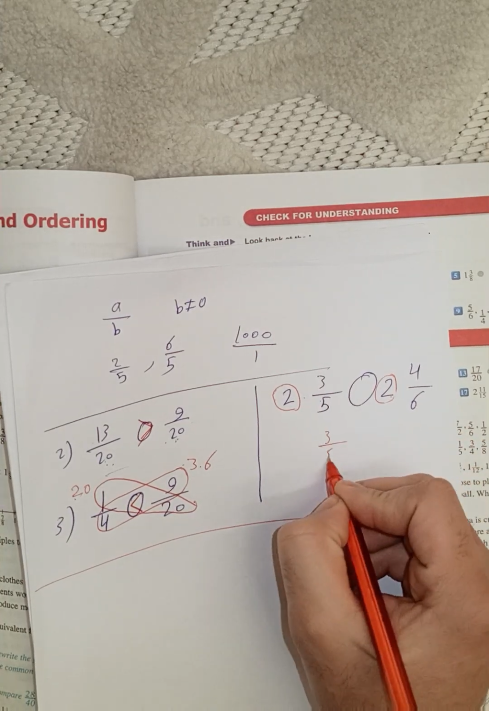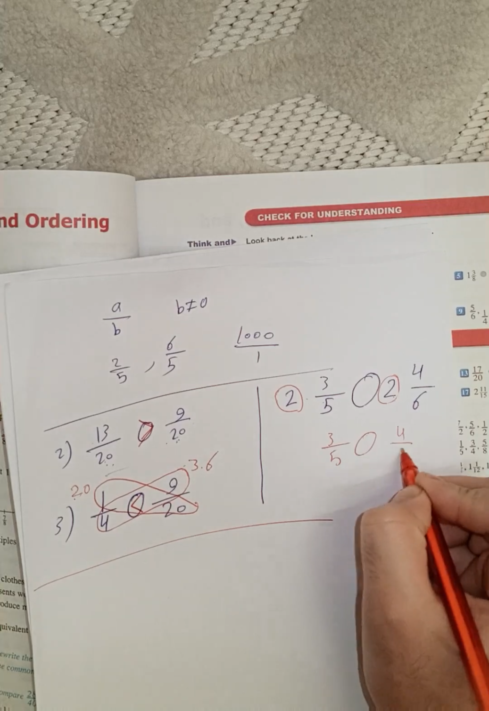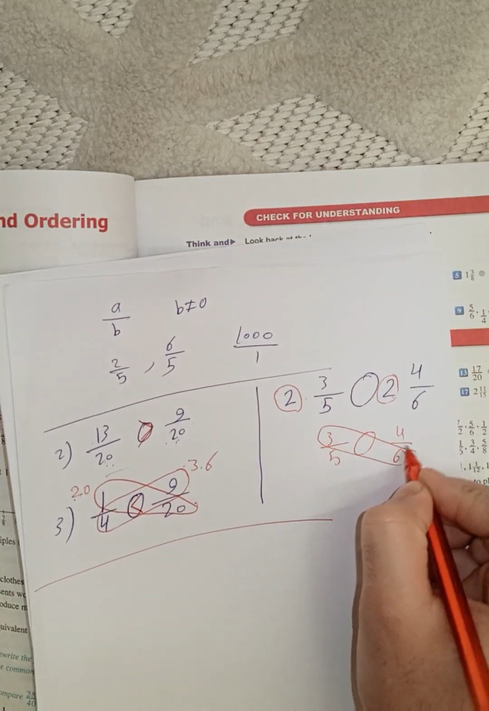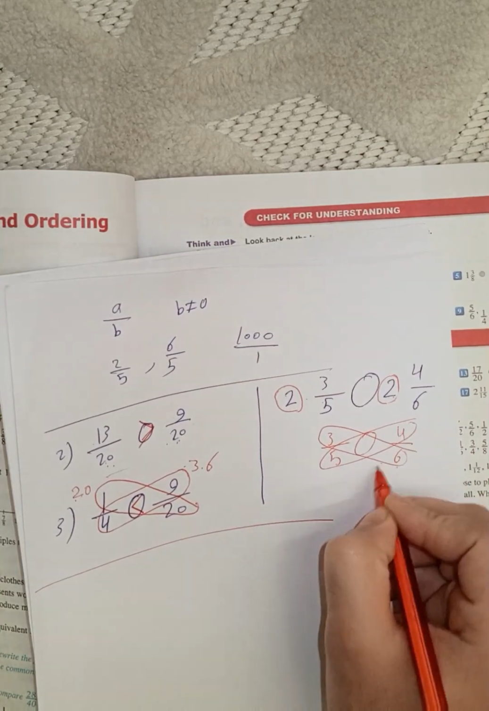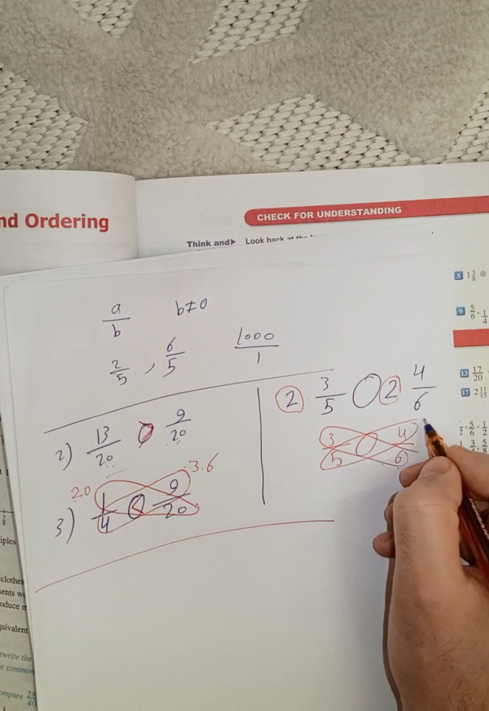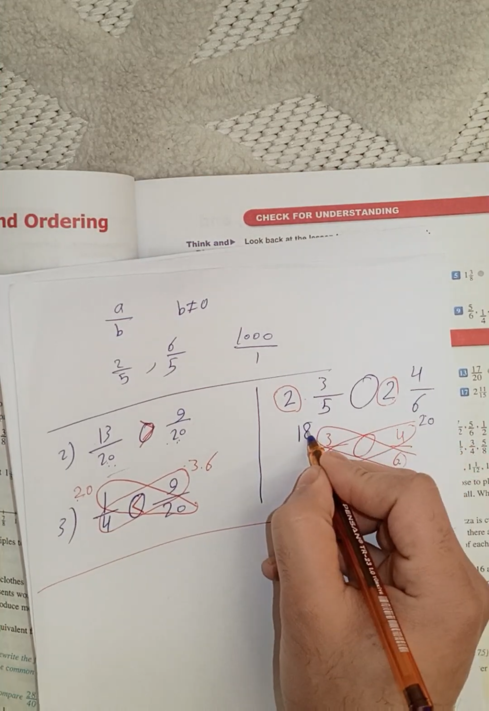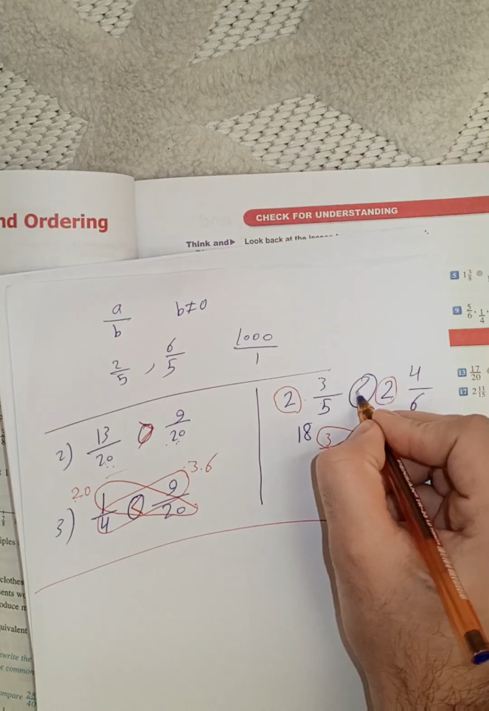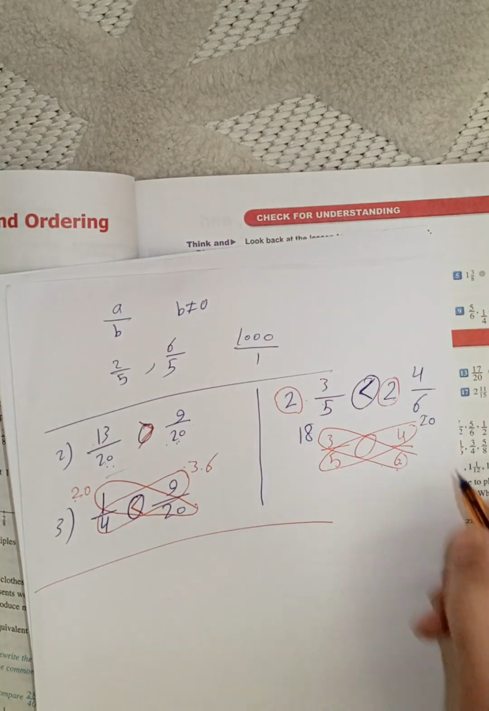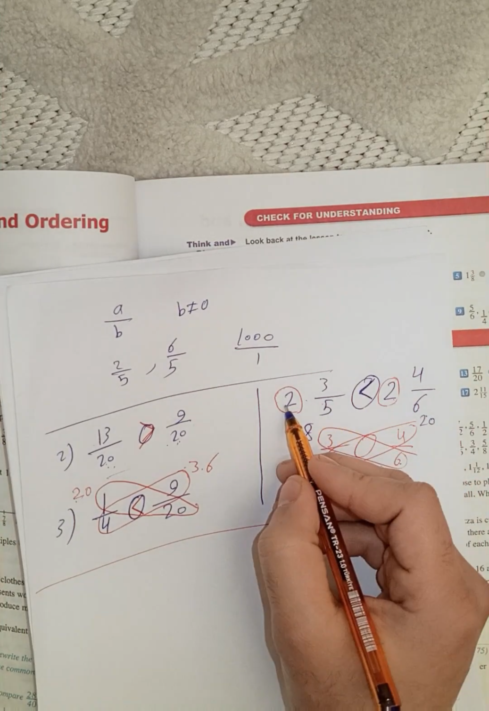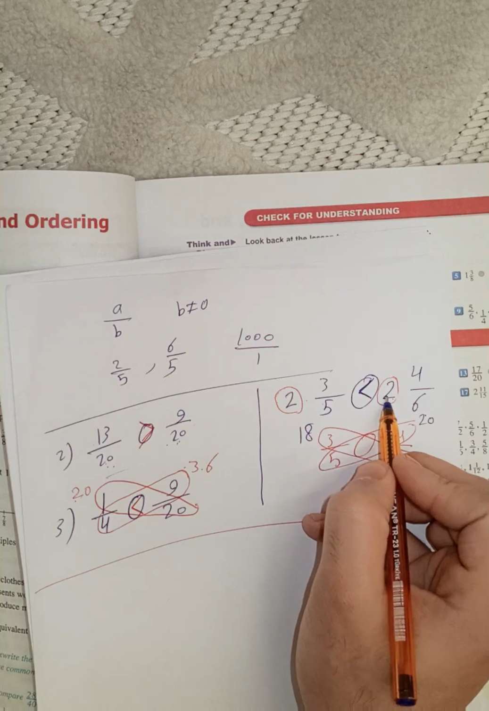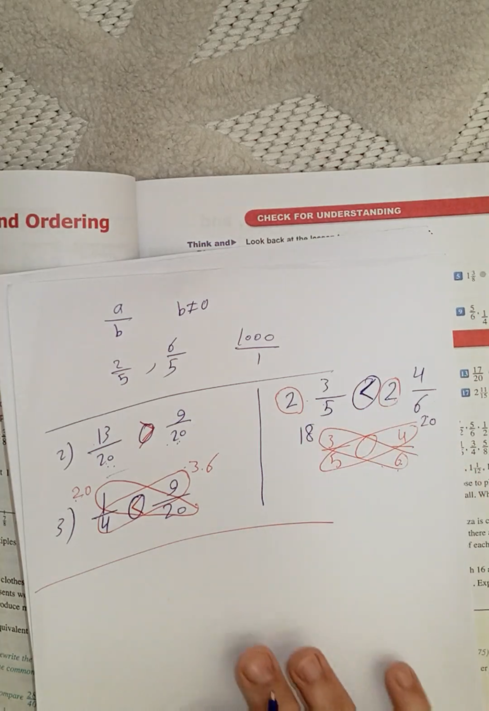3 over 5 and 4 over 6. Use the butterfly way because the denominators are not the same. 5 times 4 is 20. 6 times 3 is 18. Now 20 and 18, which one is bigger? 20, so that's why the second mixed number is greater than the first one. This is when the whole numbers are the same.